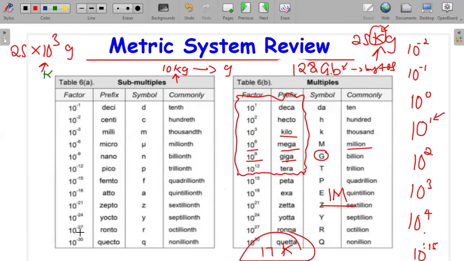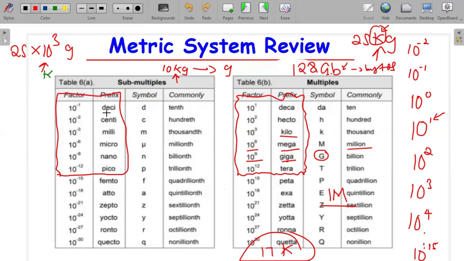And then we also come to these ones, which are submultiples. The submultiples have the negative powers. You can see them there. The most important ones that you must know are these ones here: deci, centi, milli, micro, nano, and pico. And then you also have to take note of their symbols here.